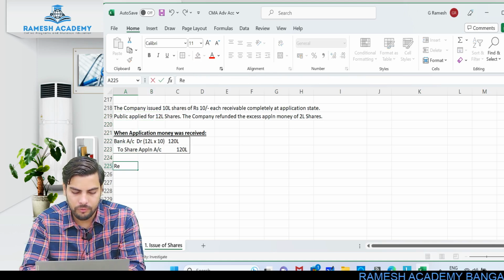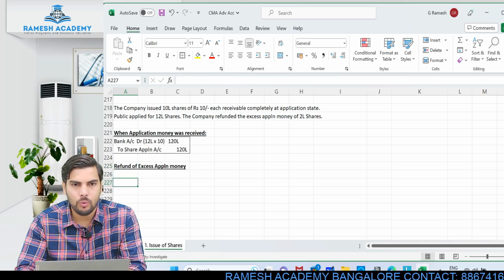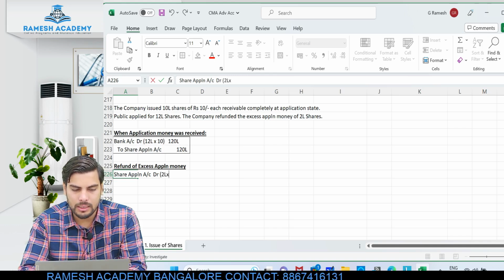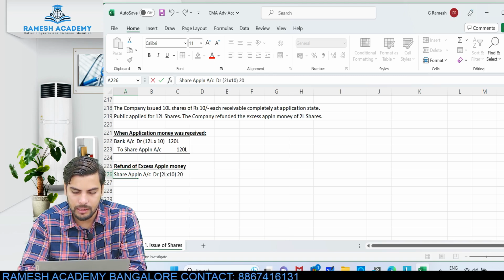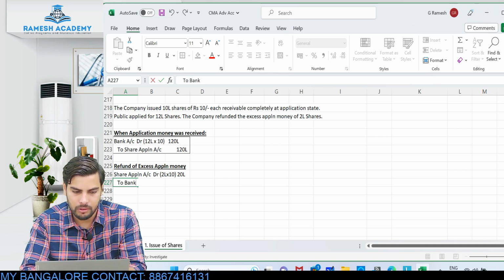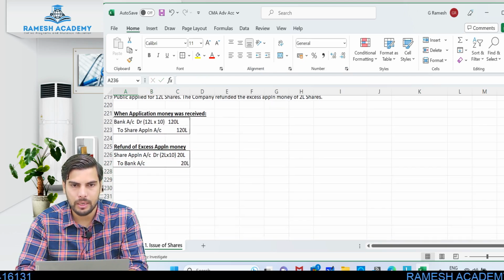So the entry for refund of excess application money. What am I supposed to do? I just need to reverse this entry. Whatever entry I passed over here, I just need to reverse it. So the entry will be share application account debit, to the extent of 2 lakh shares which I need to refund. 2 lakh into 10, that is 20 lakh, to bank account, because I am literally paying the amount back to them. So this would be my entry number 2. This is the entry for refund of the excess application money.